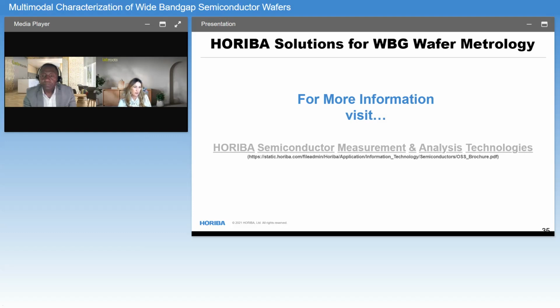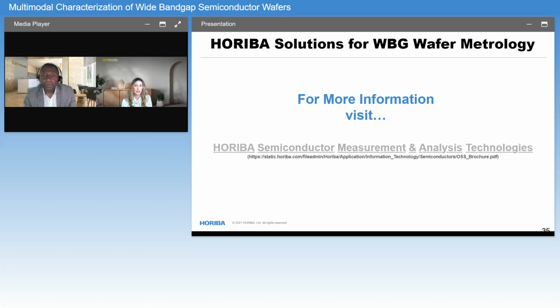Now we have several questions coming in about autofocus. Can you perform autofocus at every point in the map? Yes, but I would caution that that can make the map also very slow. It's a trade-off that needs to be made.